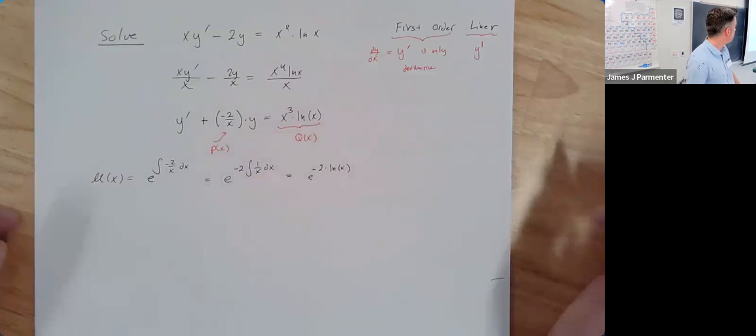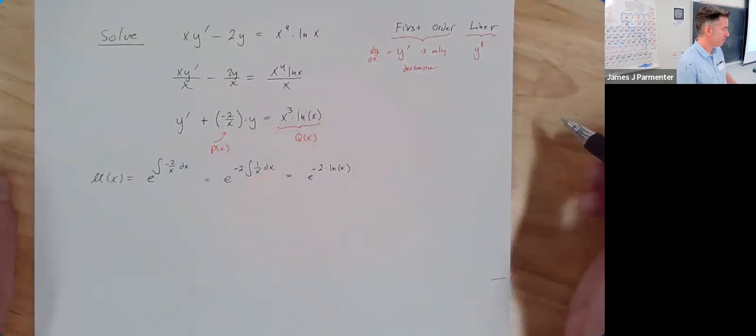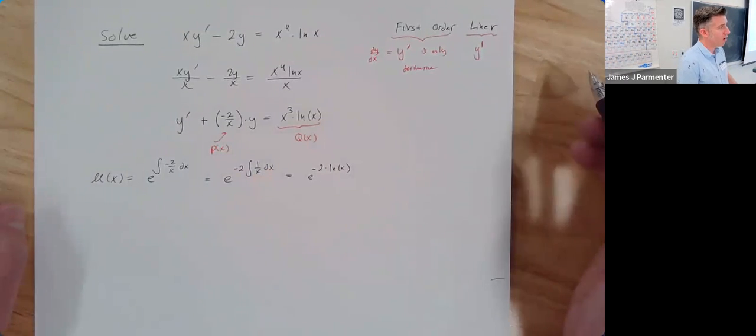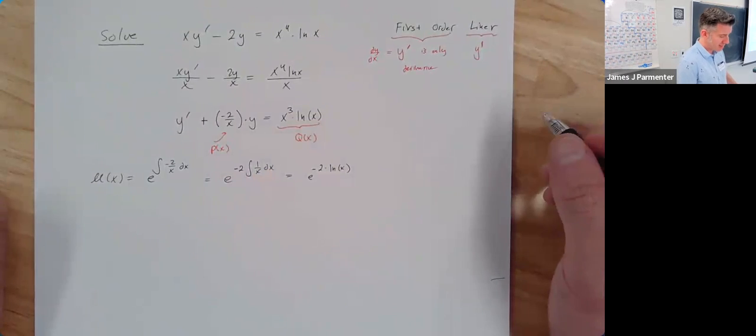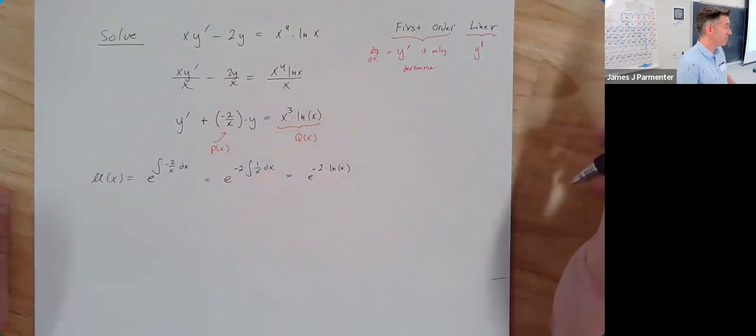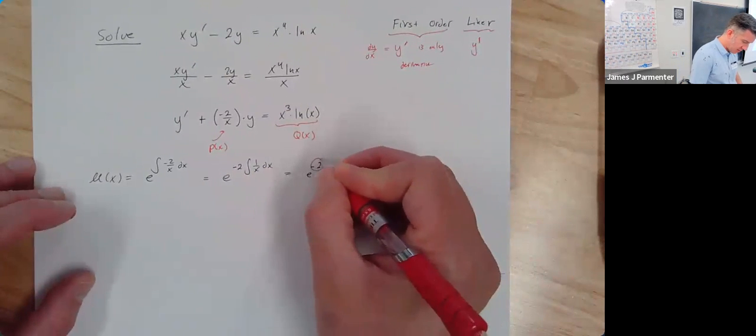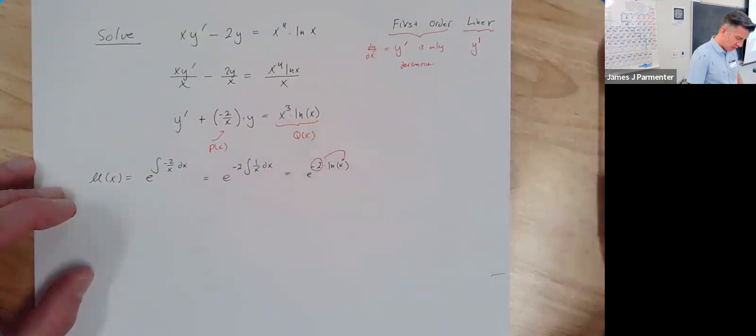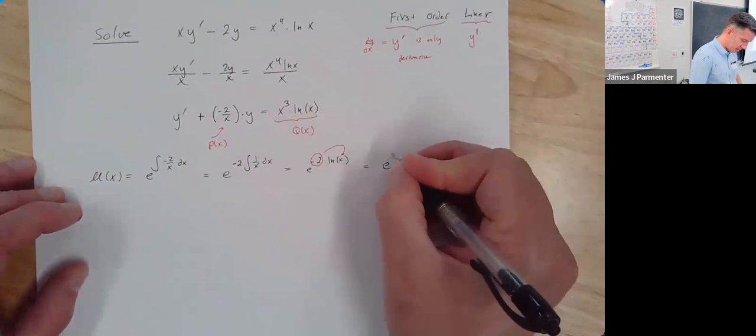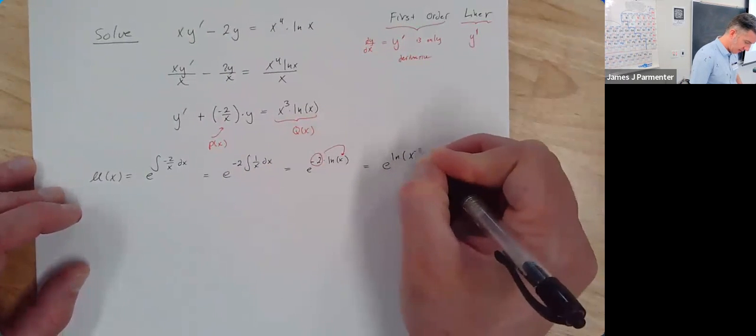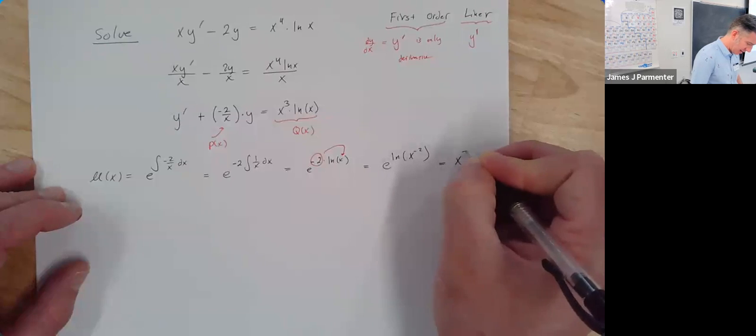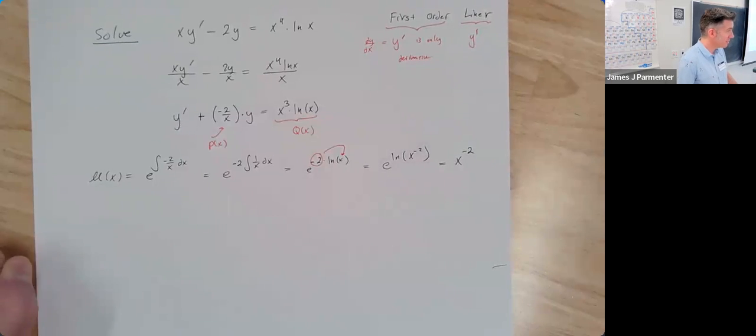Now, the thing here is you should not leave this like this. You should always, always, always simplify your integrating factor as much as you are capable of simplifying it. And this for sure simplifies. The -2 comes up as the power of x. So we can actually write this as e to the natural log of x to the -2, which is just x to the -2. And that is an important distinction to make.